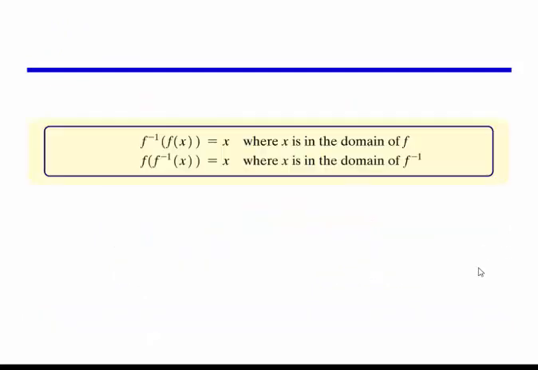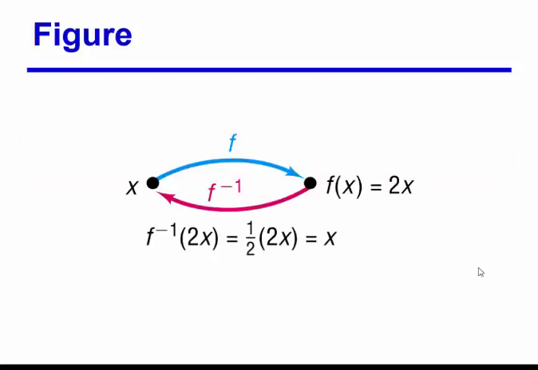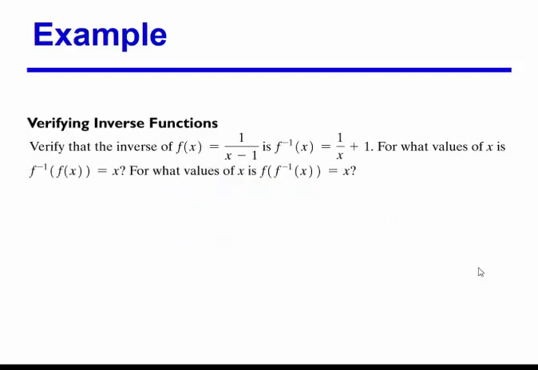So f inverse of f of x is equal to x, where x is the domain of f. f of f inverse of x is equal to x, where x is the domain of the inverse function. So this is what we're talking about. And this is just another illustration of the previous example where the domain and range swap.